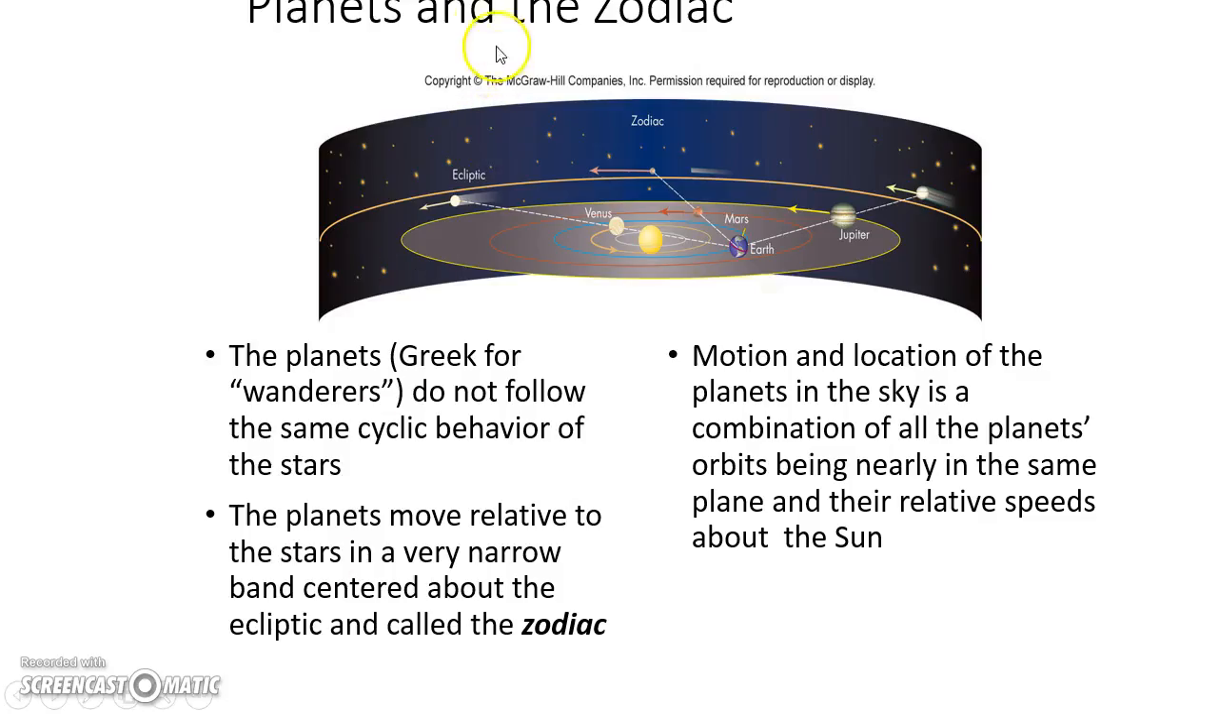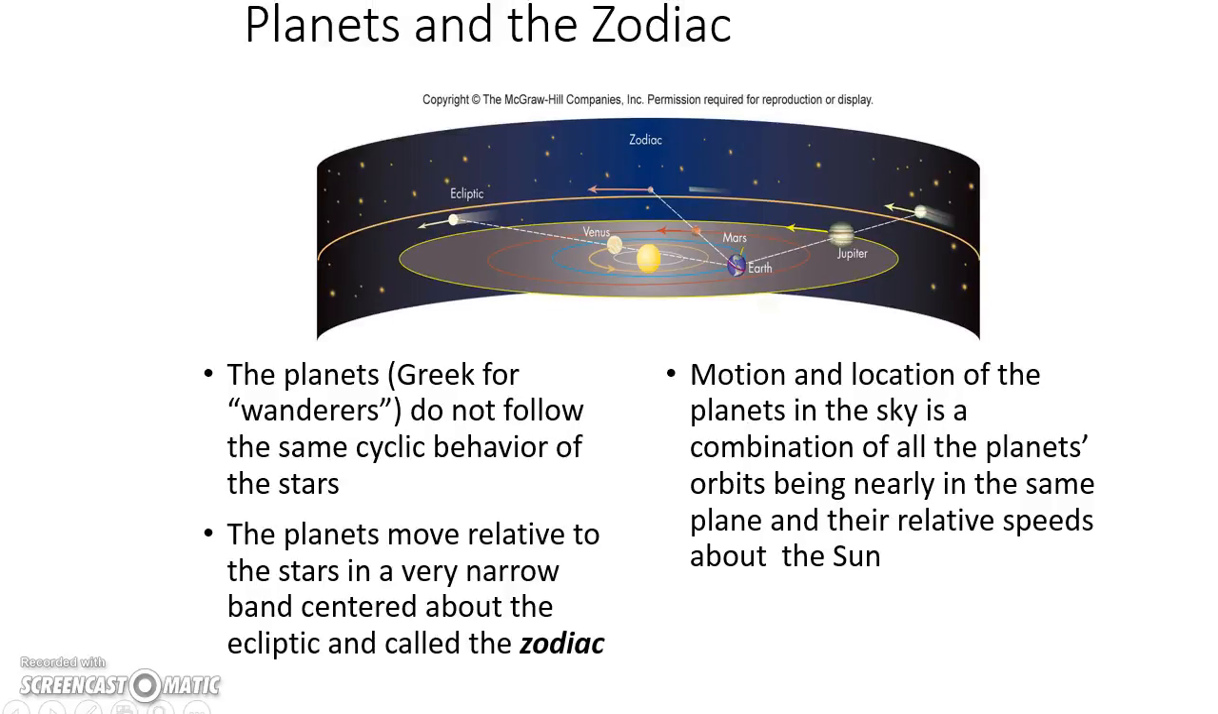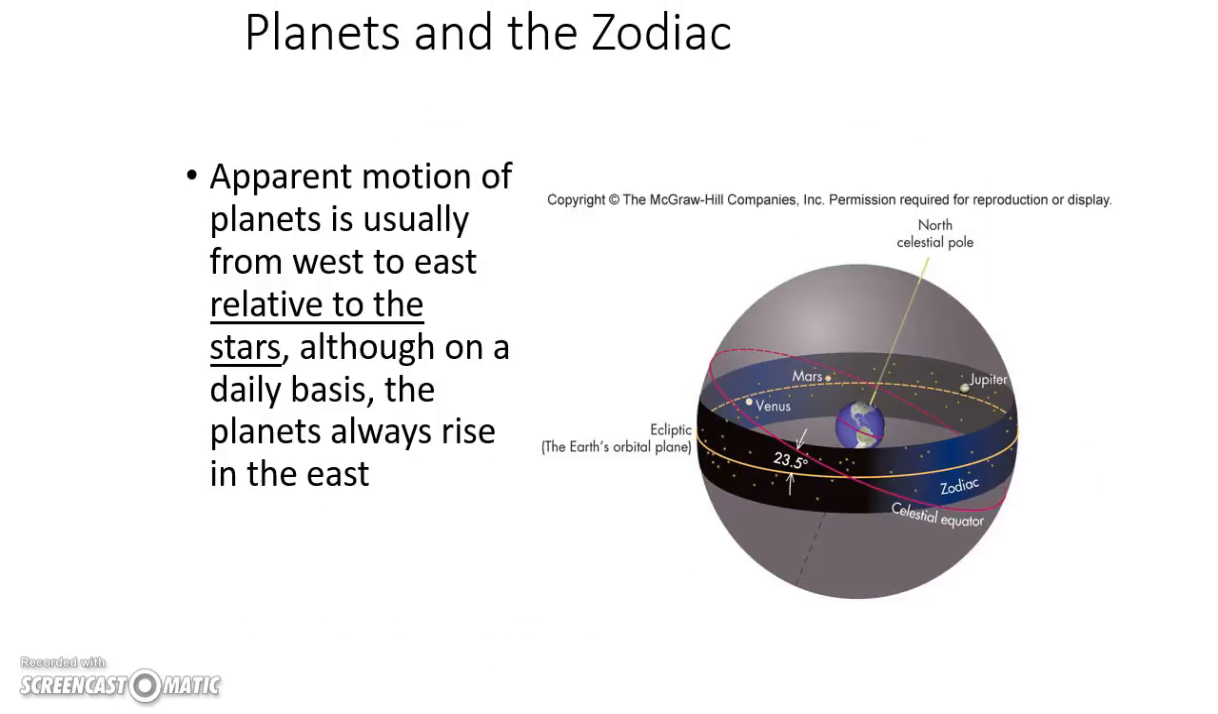Planets and the zodiac. The planets, Greek for wanderers, do not follow the same cyclic behavior of the stars. The planets move relative to the stars in a very narrow band centered about the ecliptic and called the zodiac. Motion and location of the planets in the sky is a combination of all the planets' orbits being nearly in the same plane and their relative speeds about the sun. Apparent motion of planets is usually from west to east relative to the stars, although on a daily basis the planet always rises in the east.